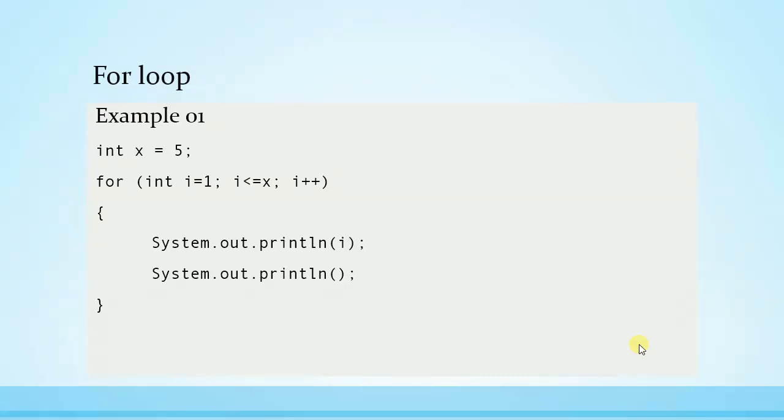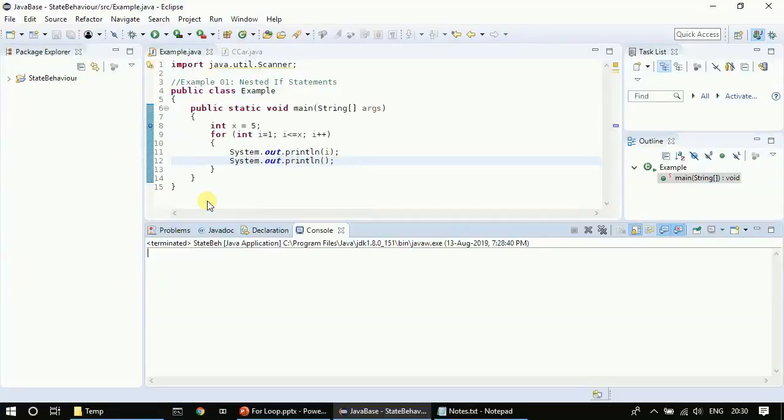That's why in the output you will see the values get printed from 1 through 5. Alright, now let us execute this in Java and see how it works. Alright, we will now execute it.